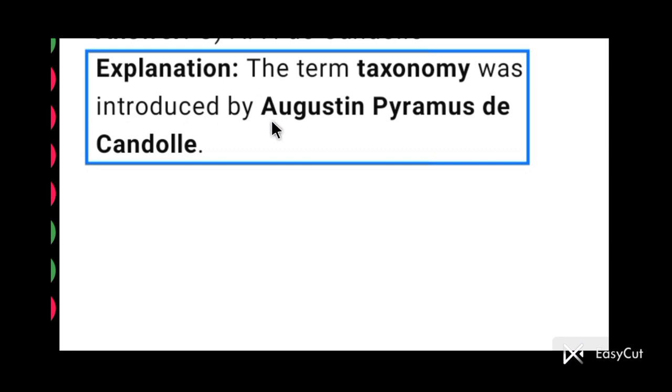The term taxonomy was introduced by Augustin Pyramus de Candolle.